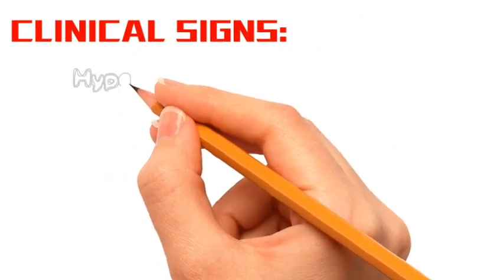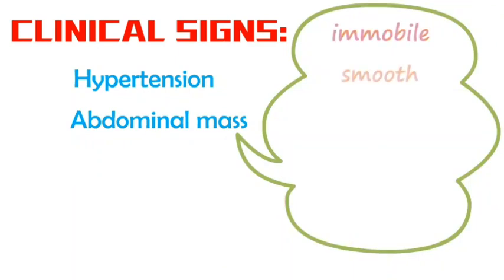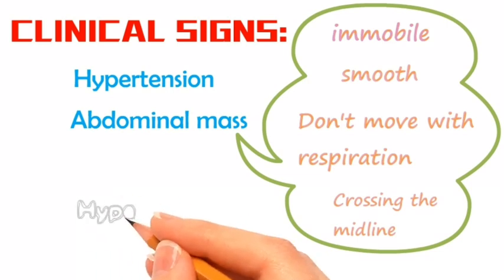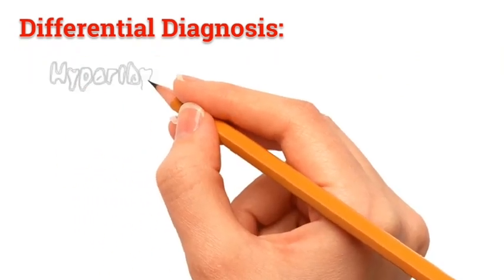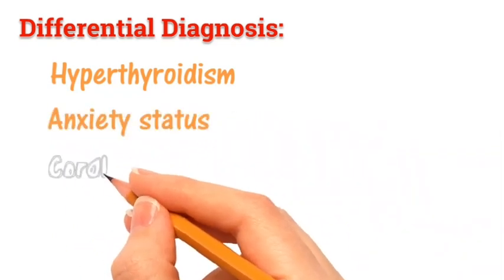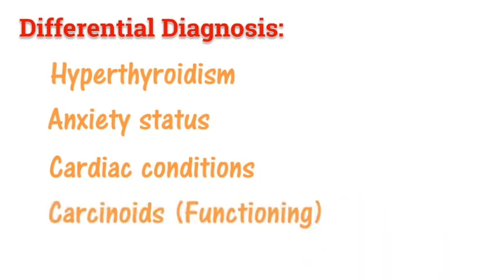The clinical signs include hypertension, abdominal mass, which is immobile, smooth, doesn't move with respiration, and the mass crosses the midline, hypercalcemia. The differential diagnoses include hyperthyroidism, anxiety status, cardiac conditions, and functioning carcinoids.